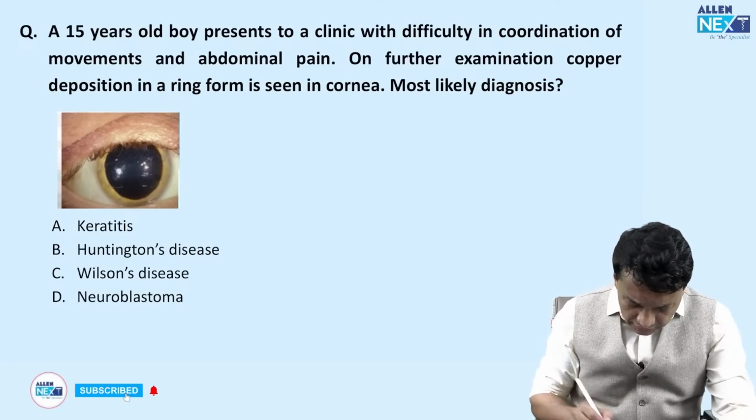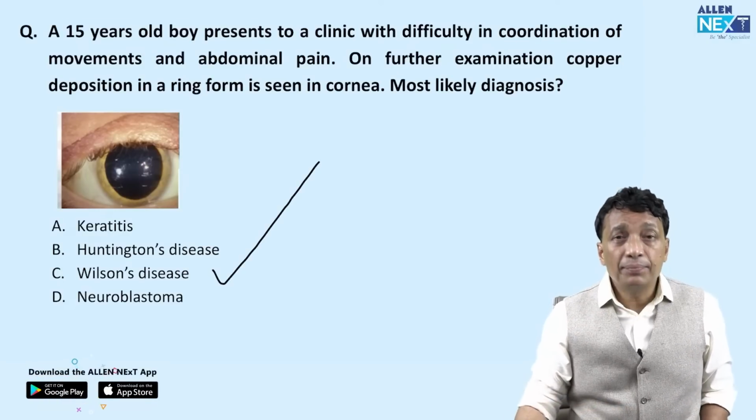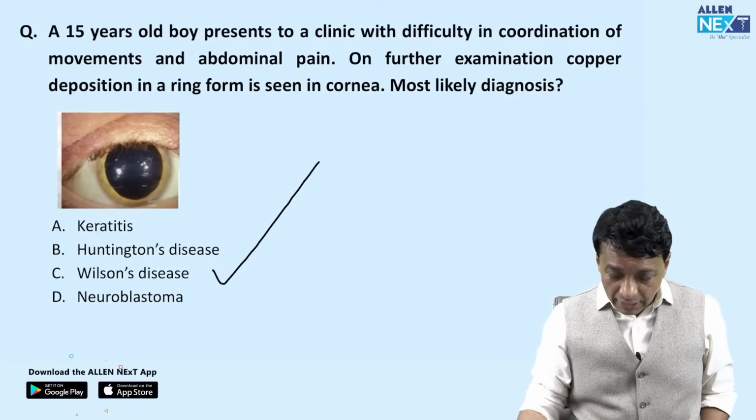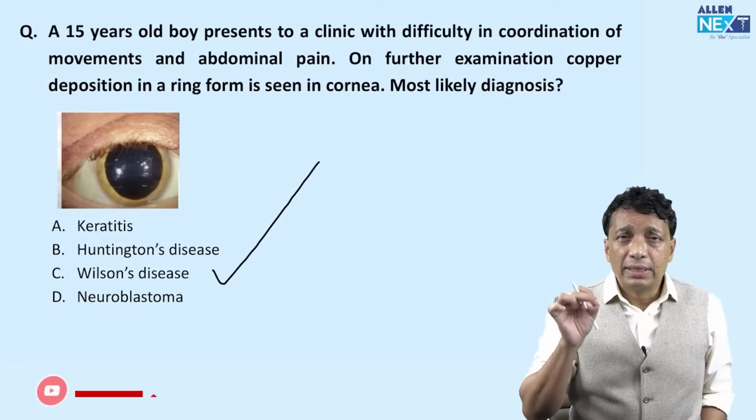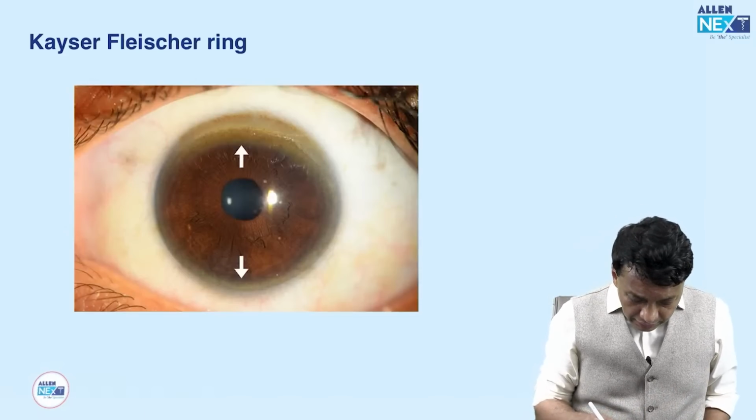And I'm sure you all answer this is Wilson's disease. And the copper ring that you see here is called the Kayser-Fleischer ring. We all know that. That is deposited on the Descemet's membrane of the cornea. The KF ring is what you can see here. Can you see this? This has been arrowed here.